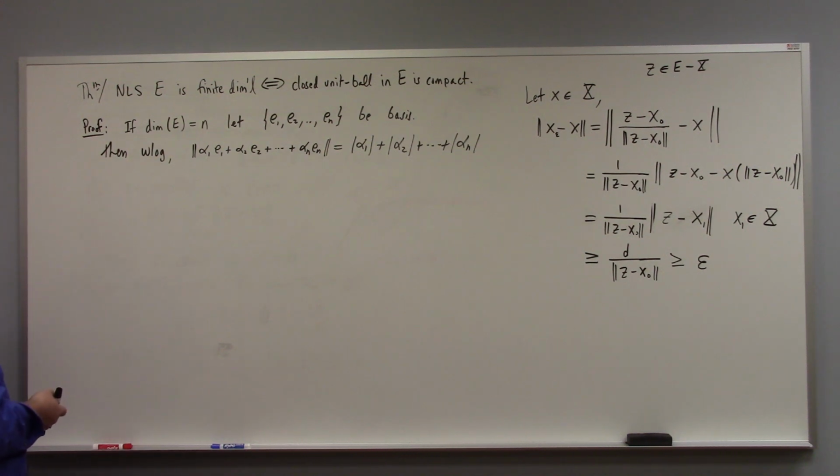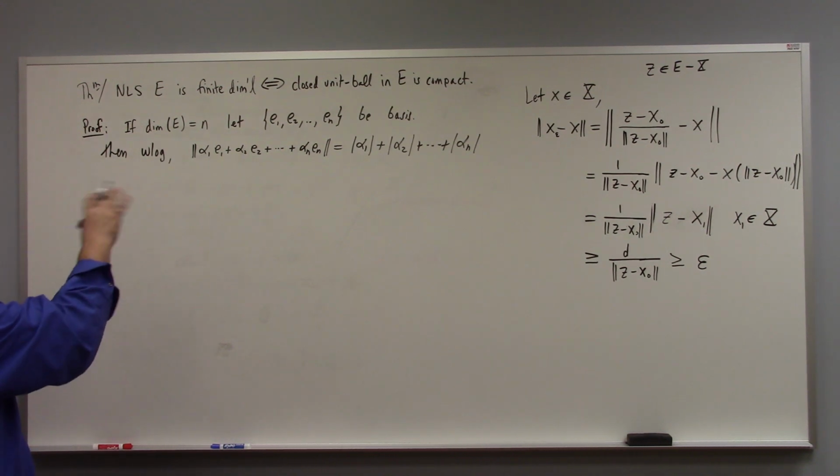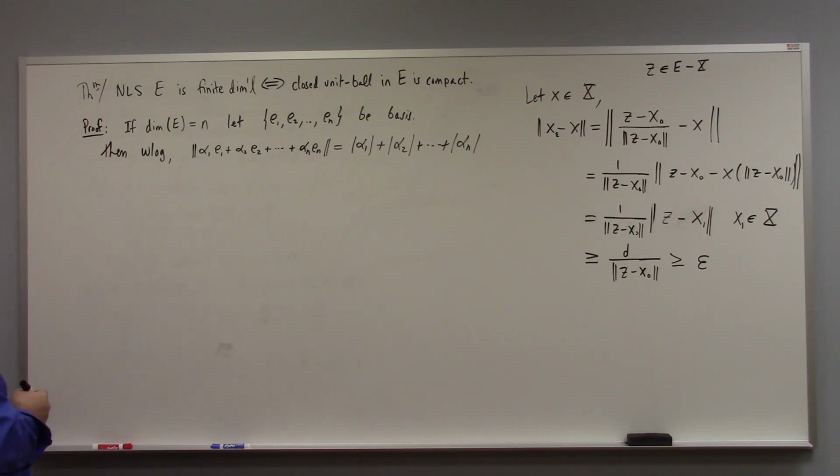We should take a sequence in the unit ball, right? And somehow produce a convergent subsequence, right? That's it. And convergent as measured by this norm here, right?